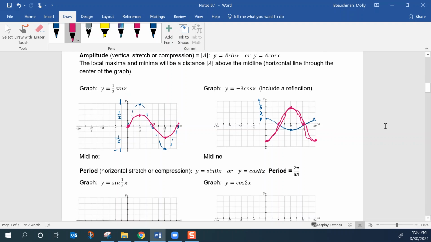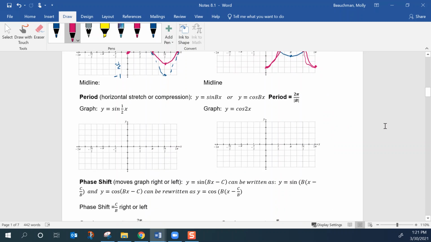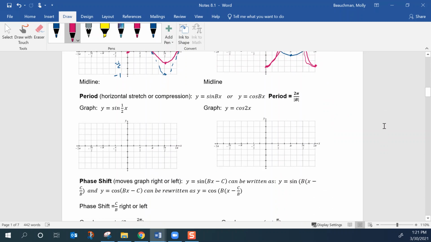All right, then the next item, let's take a look. What does b do? B affects the period. So if you have y is equal to the sine of b times x or cosine of b times x, it changes the period from 2 pi to 2 pi divided by b. So it's a horizontal shrink or stretch that changes the period. So the graph of y equals sine of 1/2 x. Okay, the amplitude is not going to change, so I'm going to label 1, -1.